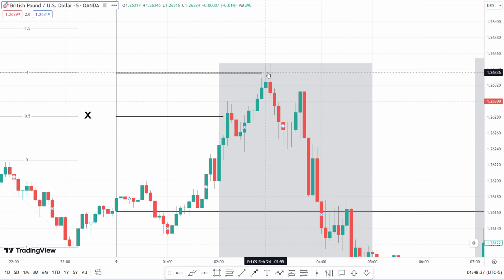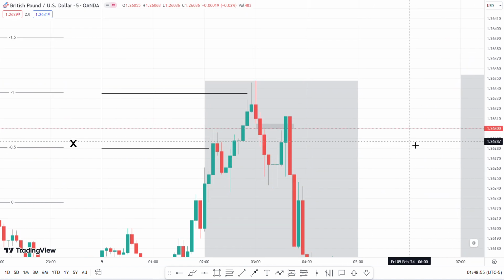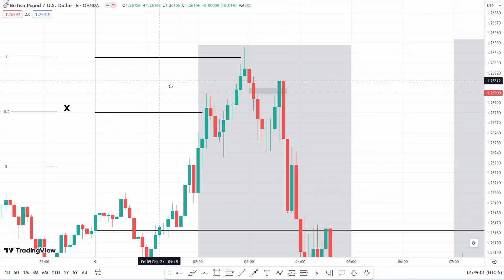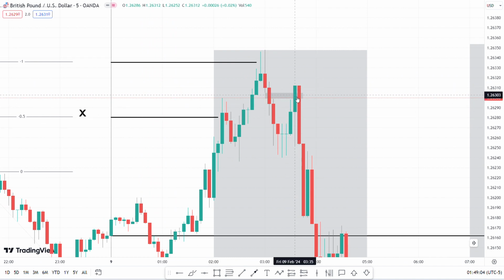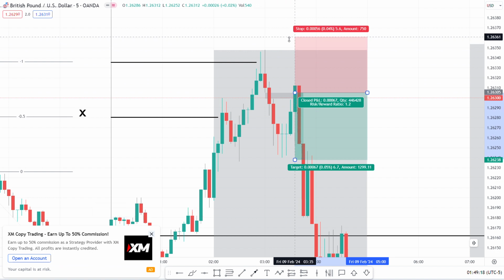Price goes up into it, makes a swing high, comes back down, creates a fair value gap, and then price returns back into it. Right in there, so you could take a short there. That's the high. You don't always have to wait for the high, you can enter at the low. I usually wait for the high.